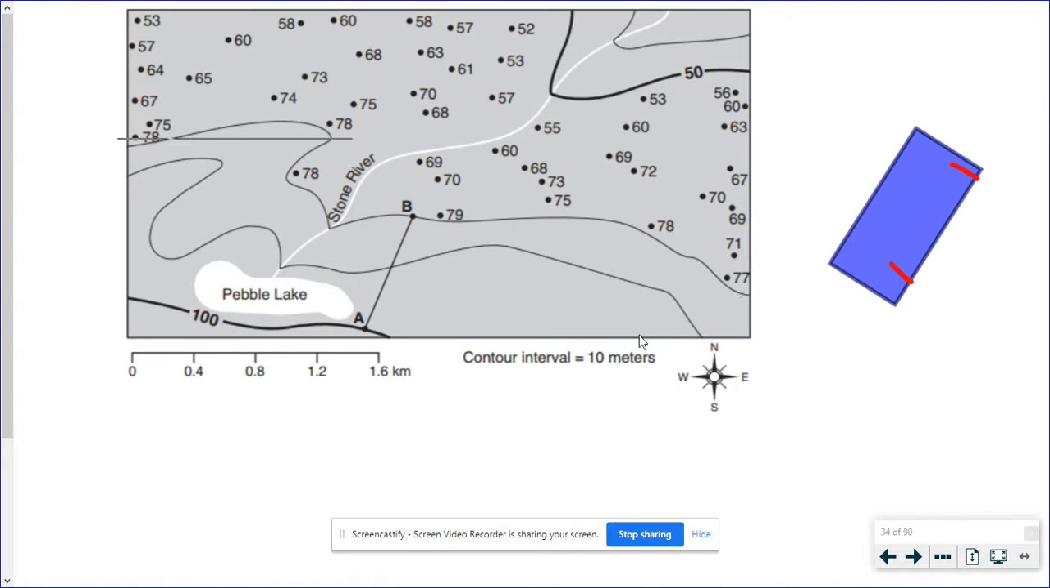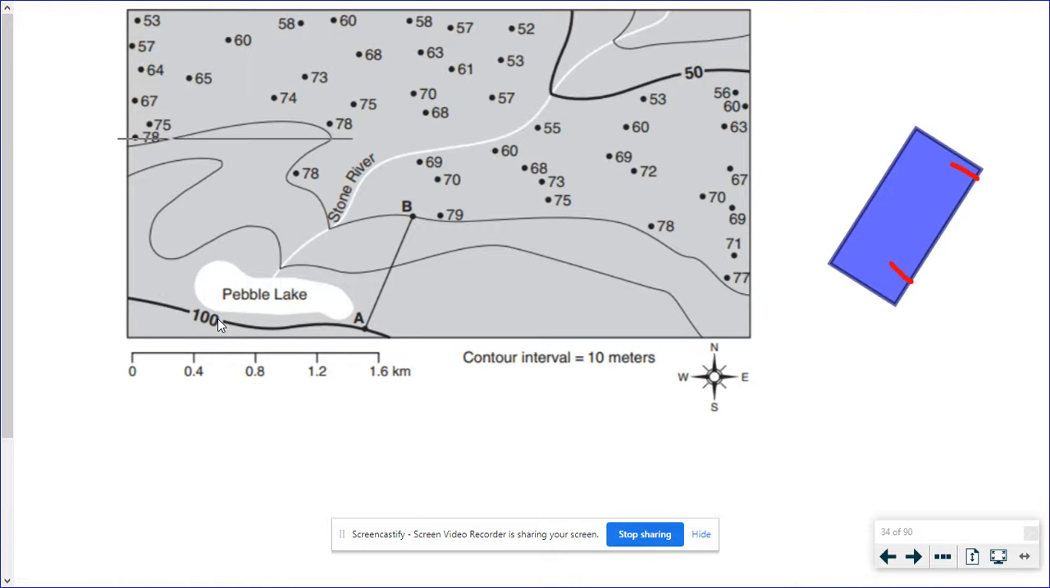We have a couple of clues here. It's telling us that the contour interval is 10, so in between each of these lines is worth 10. And we see that this is 100 and this is 50, so the lines are going down. So if this is 100, this would be 90, and this would be 80.